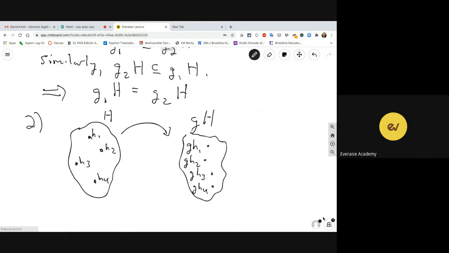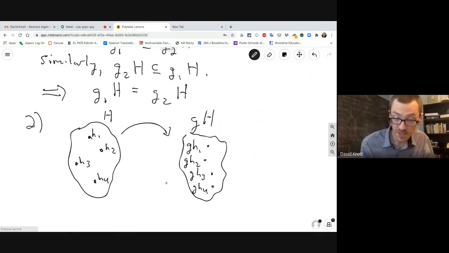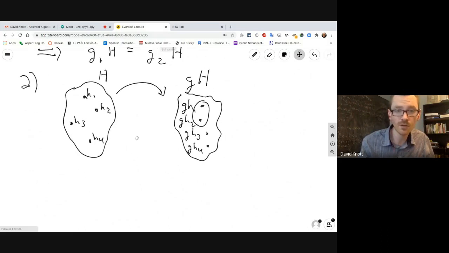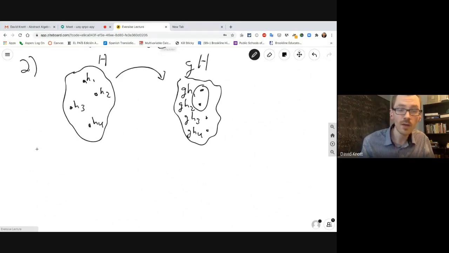Ambarish Shyam Sundar says the map isn't one-to-one. Right, it might not be one-to-one. In other words, for example, GH1 and GH2 could actually be the same element. That could happen, in which case this would only have, say, 3 elements, whereas the original one had 4. So that's the only thing that could go wrong here, that the map might not be one-to-one. But let's suppose that happens and see what that implies.